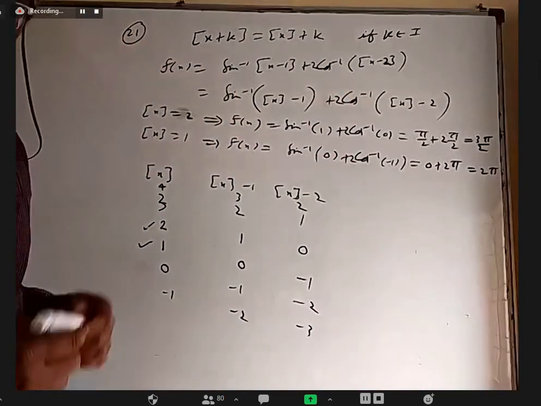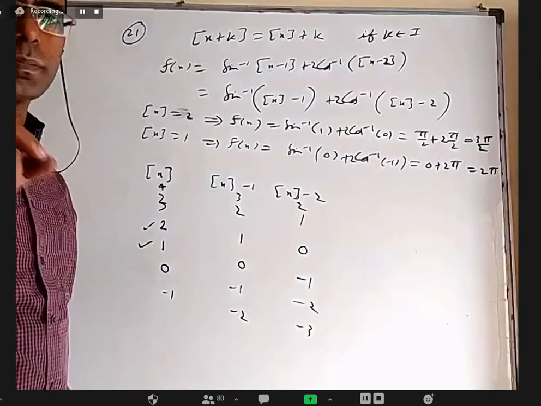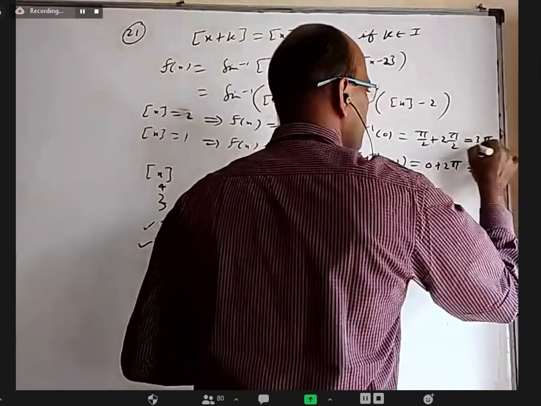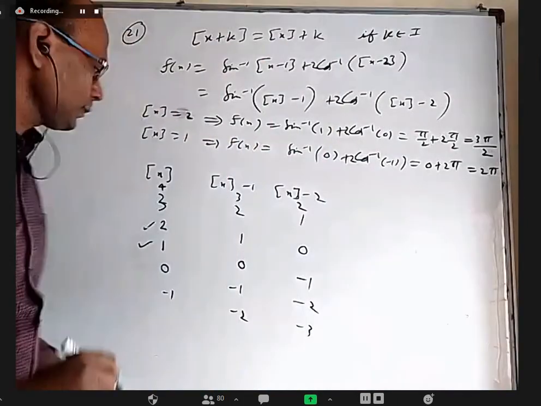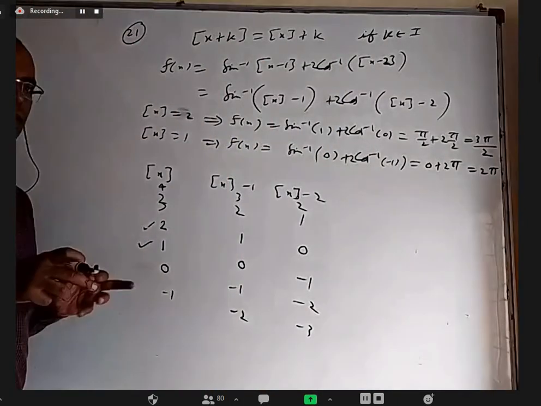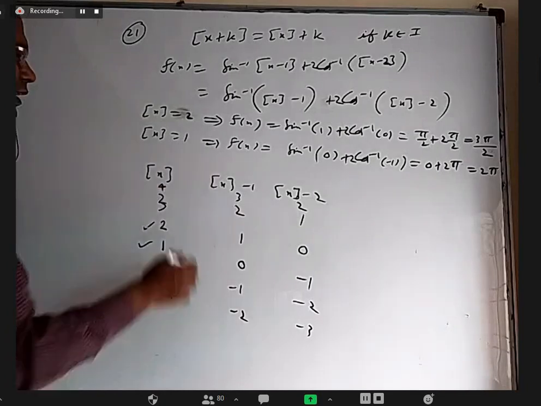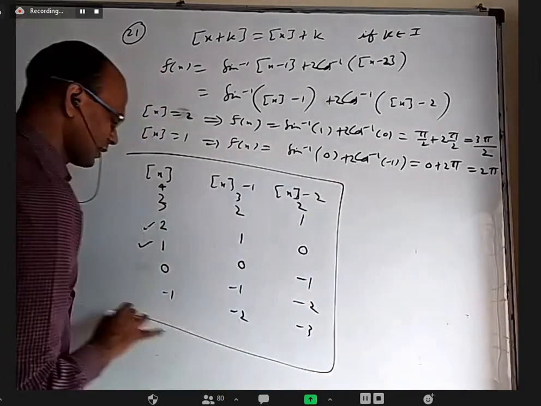So the range contains only two elements, 3 pi by 2 and 2 pi. And what is the domain? I did not tell what is the domain for x. I only told integer part of x. These are the acceptable values. If you don't want to analyze like this, you can analyze another way for the domain.